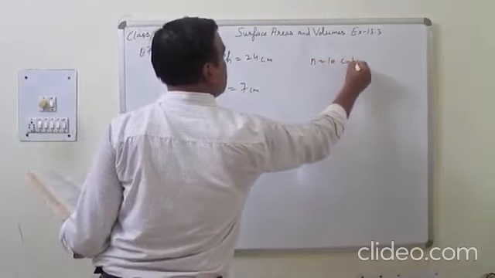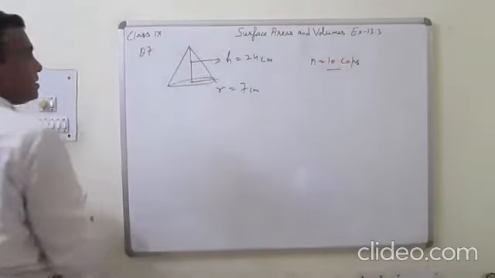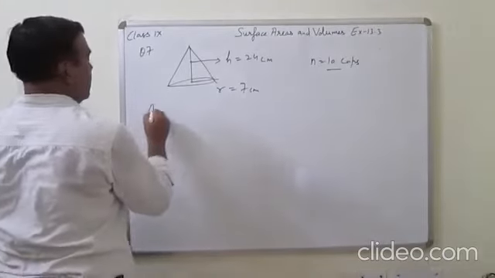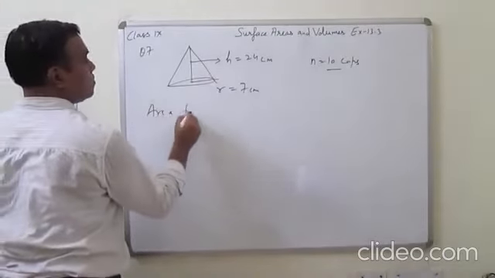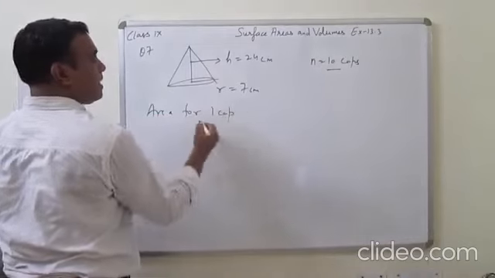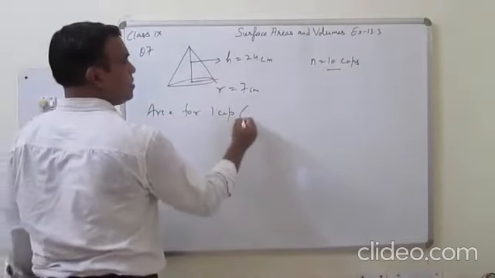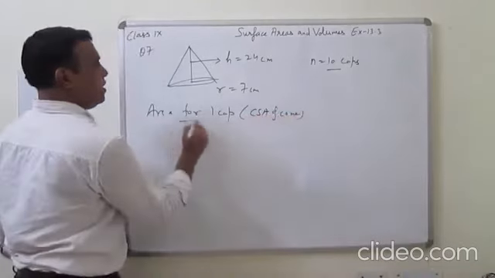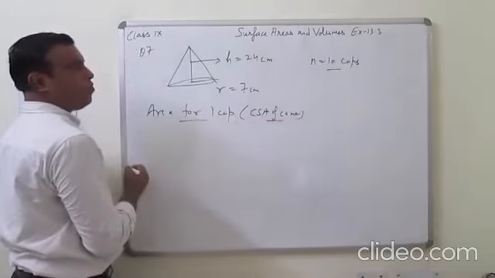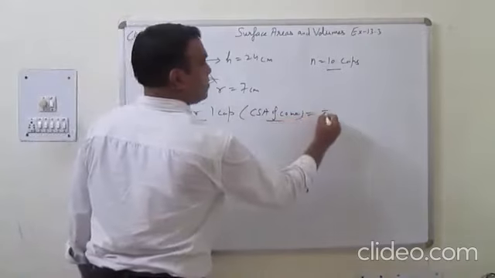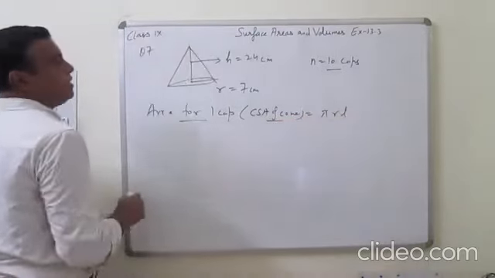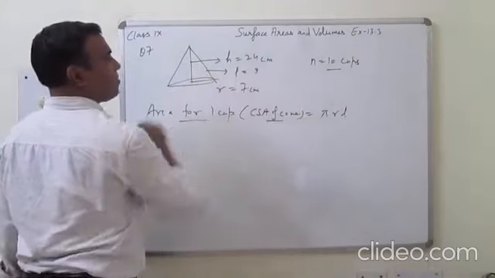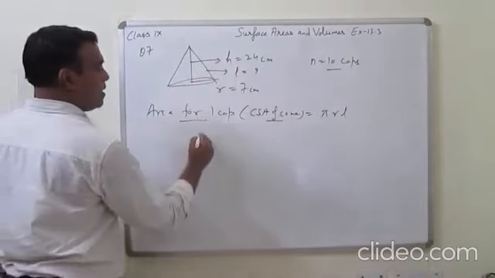10 caps बनानी हैं, ठीक है. How much area is required? So first we calculate area for one cap. एक कैप का एरिया किसके बराबर होगा? CSA ऑफ कोन के बराबर होगा. Area of one cap is equal to CSA of cone, that is pi r l. Here l, the slant height, is not given. Now we have to find slant height.